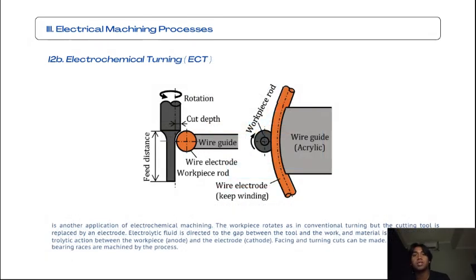Okay, now we're going to the second subtopic from ECM, which is electrochemical turning or ECT, another application of electrochemical machining. The workpiece rotates as in conventional turning, but the cutting tool is replaced by the electrode, and the electrolyte fluid is directed to the gap between the tool and the work. So material is removed by electrolytic action between the workpiece anode and the electrode cathode. So facing and turning cuts can be made. Disc forgings and bearing races are machined by the process.